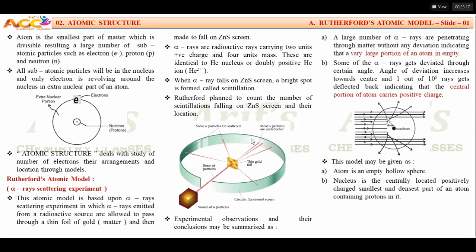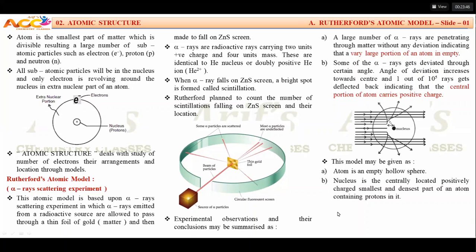Positively charged because we have deflection. Smallest because only 1 out of 10 power 5 rays comes back. 10 power 5 rays are going, but only one is coming back. Therefore, it is smallest. Densest. Why densest? Remember that the mass of an electron is negligible compared to the mass of a proton. Therefore, some people say the total mass of an atom is concentrated in the nucleus.